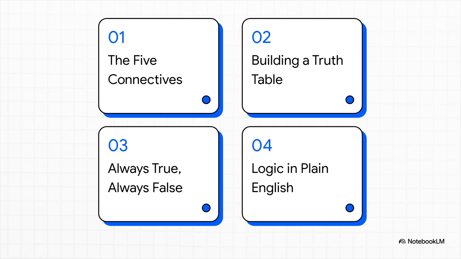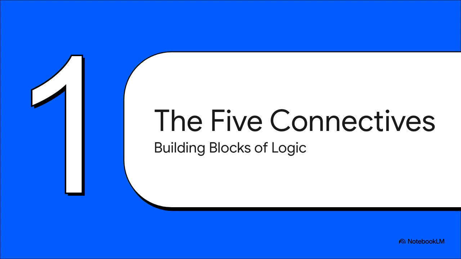All right, here's how we're going to tackle this. First, we'll meet the 5 basic building blocks, the logical connectives. Then we'll learn how to put them together by building something called a truth table. After that, we'll see how this helps us find statements that are always true or always false. And finally, we'll bring it all back to plain English to see how this stuff can actually make our arguments sharper.